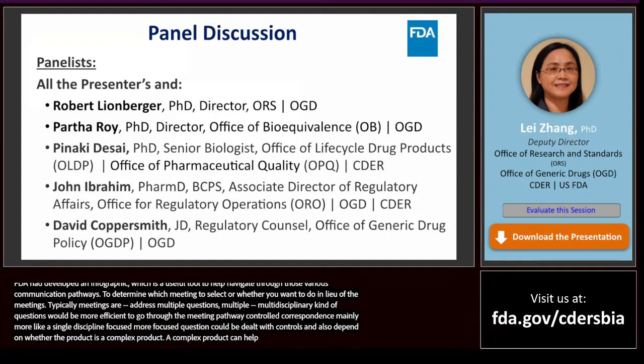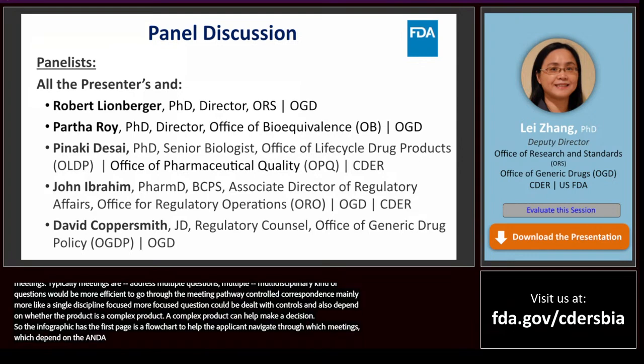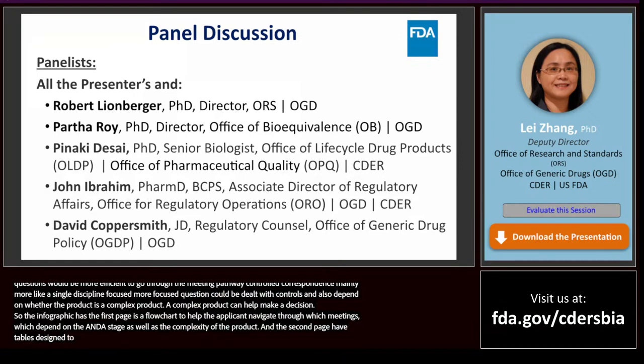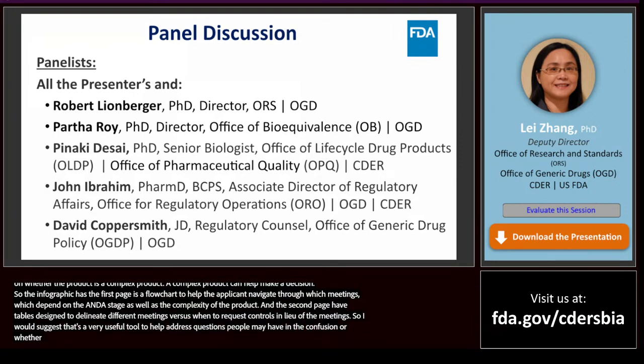So the infographic's first page is a flow chart to help the applicant navigate through which meetings, depending on the stage as well as the complexity of the product. And the second page has tables designed to delineate different meetings versus when to request controls in lieu of the meetings. So I would suggest that's very useful to help address questions people may have, whether they have confusion on which route to take.